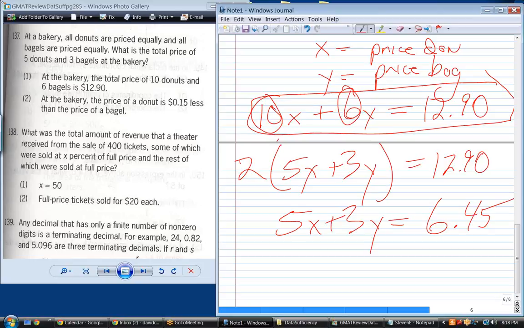So anyway, let's look at number 2. At the bakery, the price of a donut is 15 cents less than the price of a bagel.